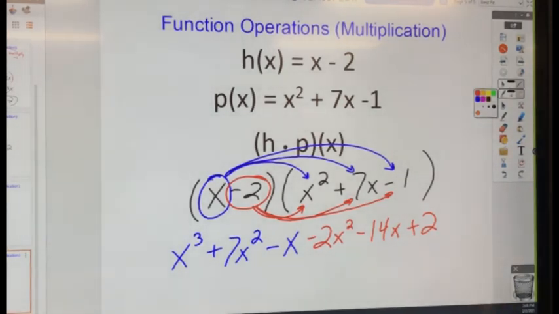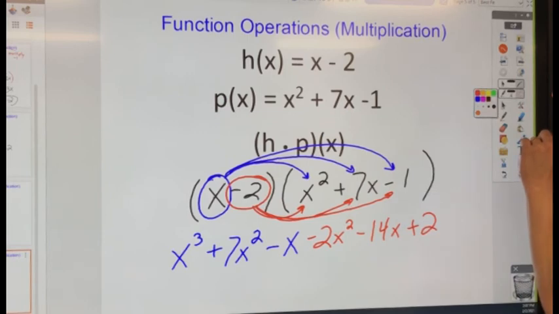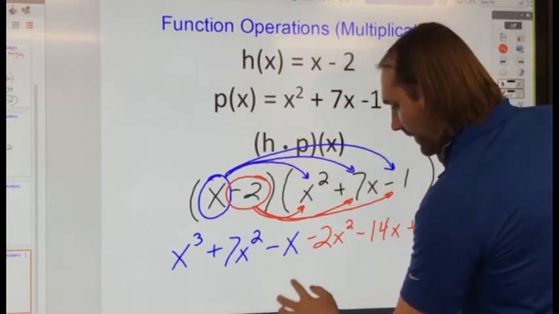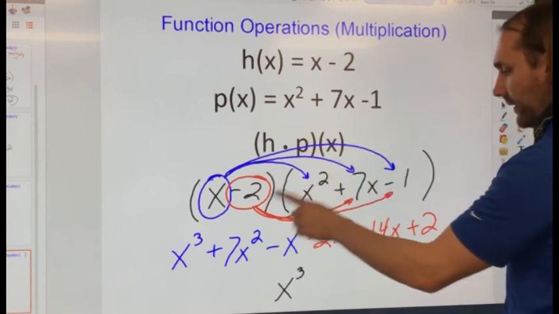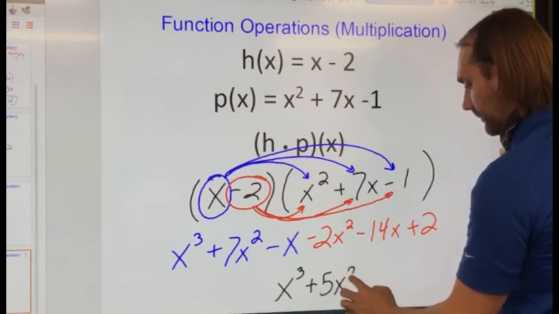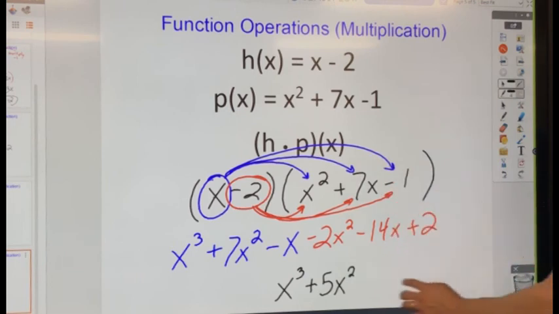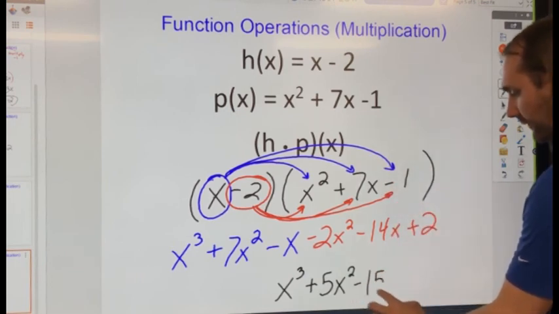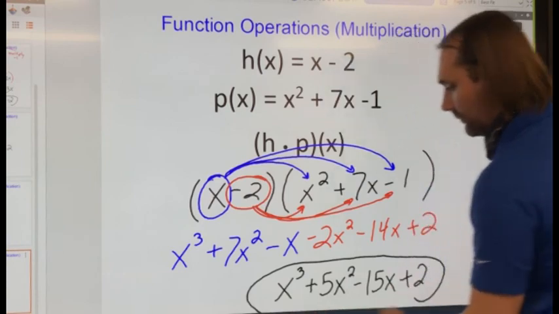So at this point, we just turn it into an addition problem by combining like terms. So I have an x cubed here, and I don't have another x cubed anywhere else, so I'll just leave that as an x cubed. I have a 7x squared here and a minus 2x squared, so that is a plus 5x squared. I have a negative x. I'm going to add that to a negative 14x. That's a negative 15x. And then I just have this constant, plus 2. There we go.